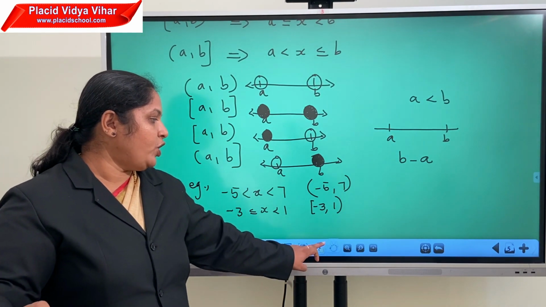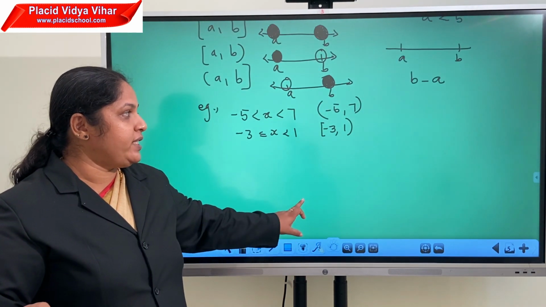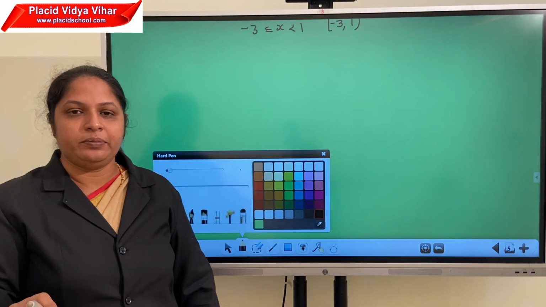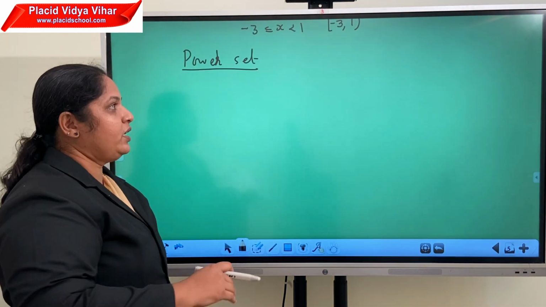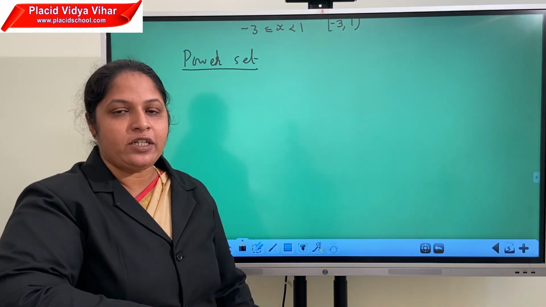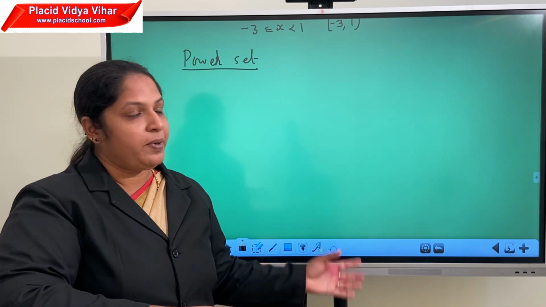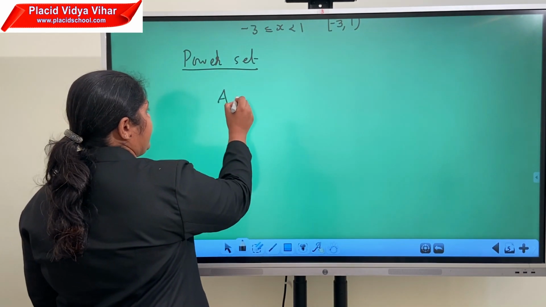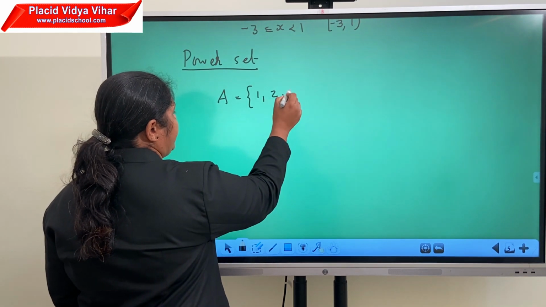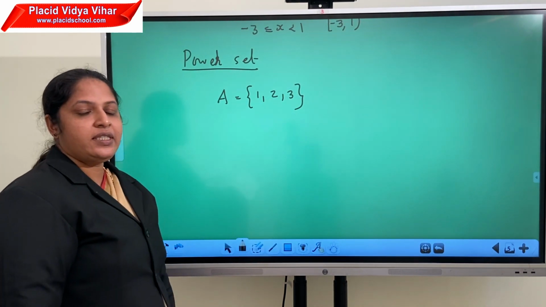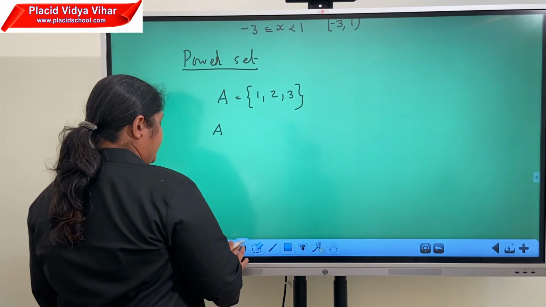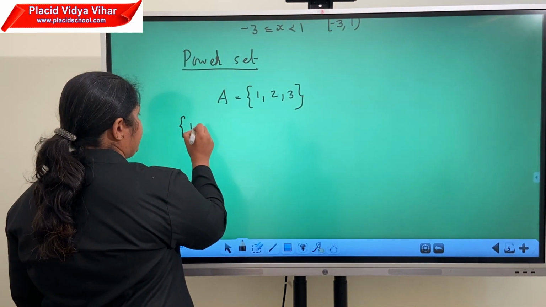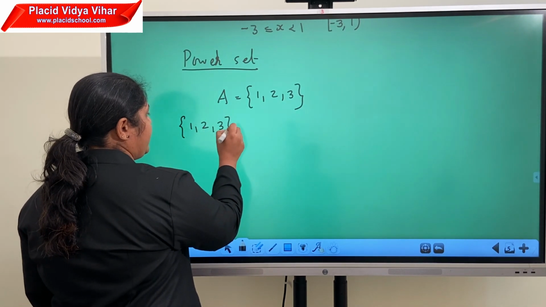Now we'll move on to the next topic, power set. What is a power set? Have you ever heard about a power set? Let us come back to the topic of subsets, because power set is involved with subsets. If we have A = {1, 2, 3}, how can we write the subsets of A? The set itself is a subset. Therefore, one subset is {1, 2, 3}.